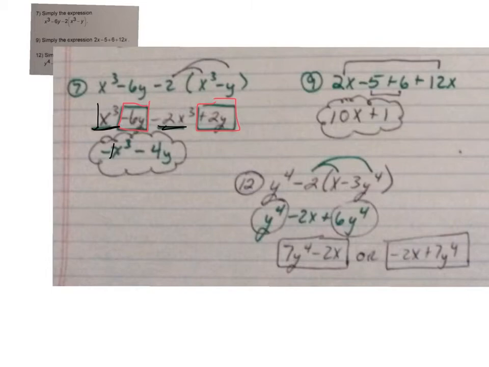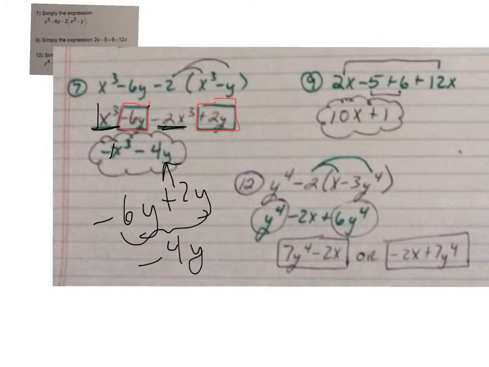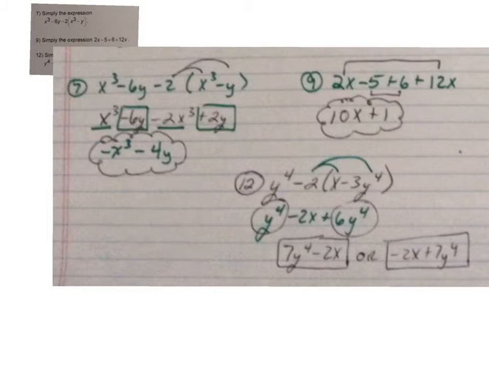And I combine -6y and a plus 2y, and the result was a -4y, and that's what I put right there. Alright, and that is my answer for that one. Okay, let me go ahead and get rid of all that.